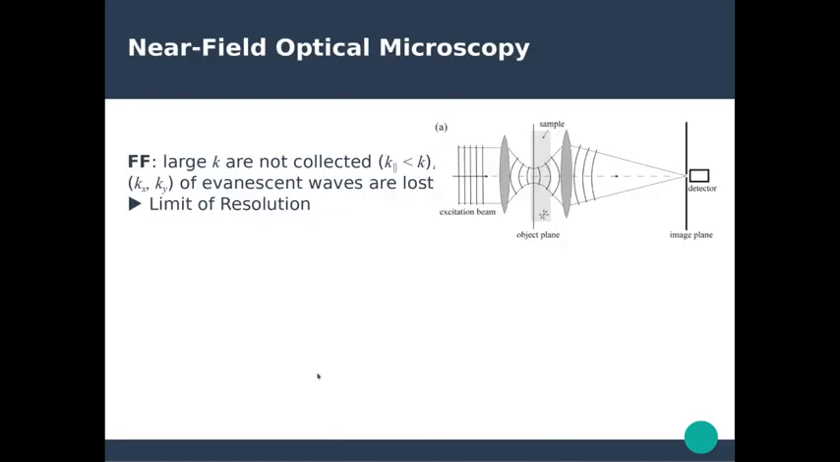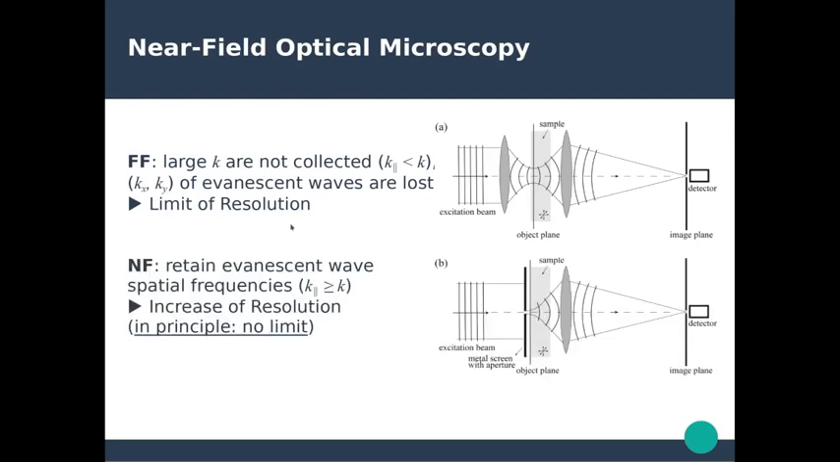So now diving into near field optical microscopy. First, far field spectroscopy, how does it work? You basically send a far field signal and you focus the signal using a lens onto the sample, and then you collect the signal from the sample back to the detector. As I mentioned earlier, you're losing large K vectors that are not collected, mostly because you're losing all the evanescent waves. So that's resulting in a resolution limit.